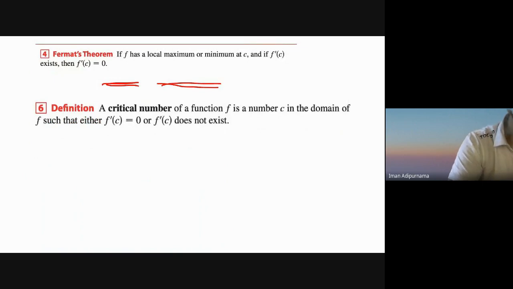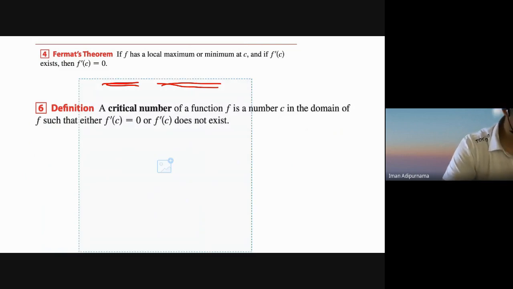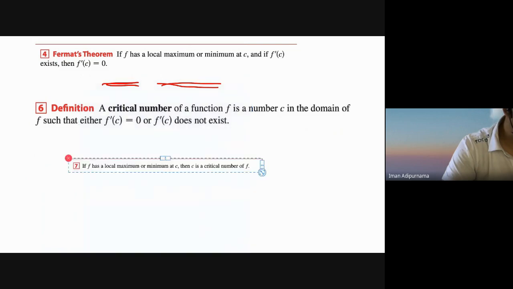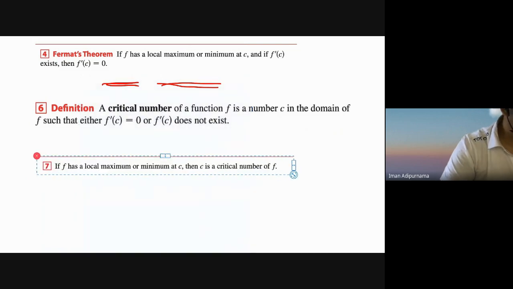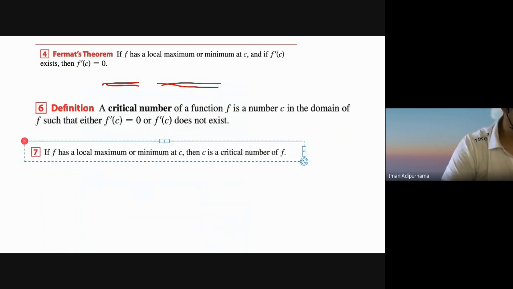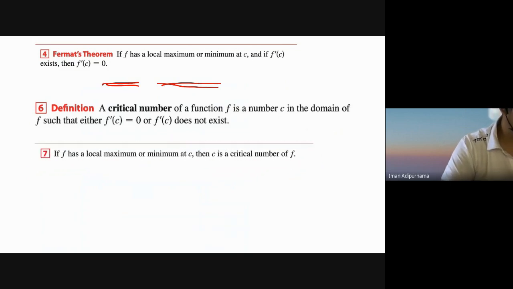It's not necessary to be memorized. The other one, I think, is also pretty much similar. If f has a local max or min at c, then c is a critical number of f.